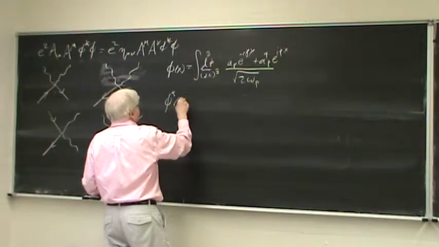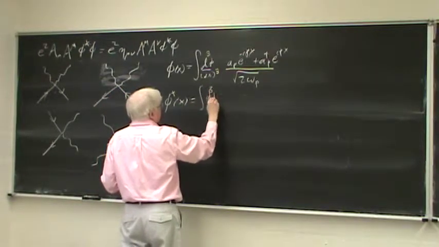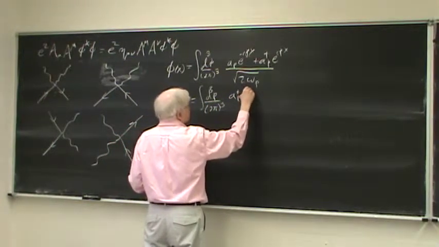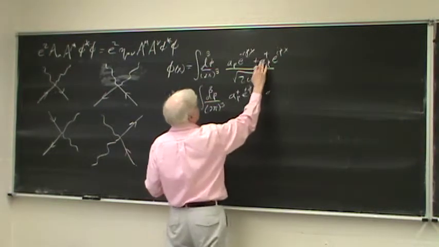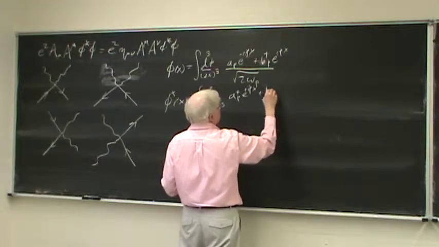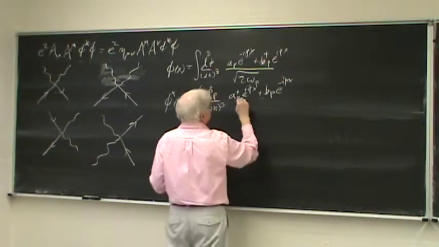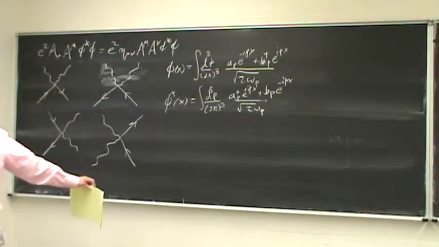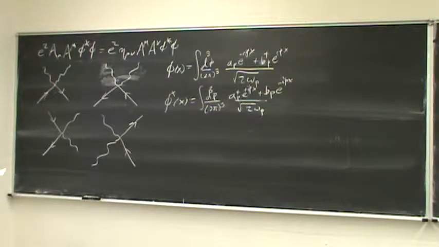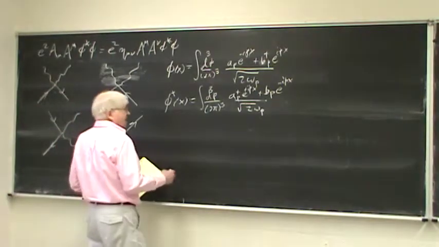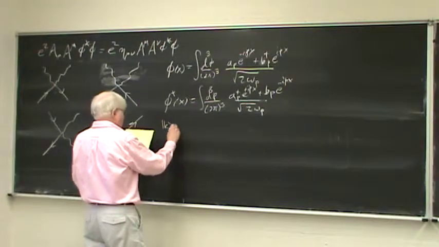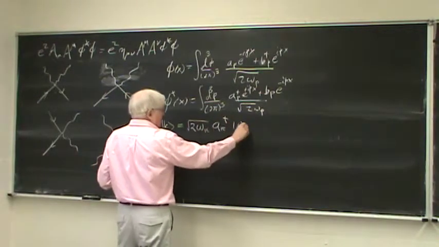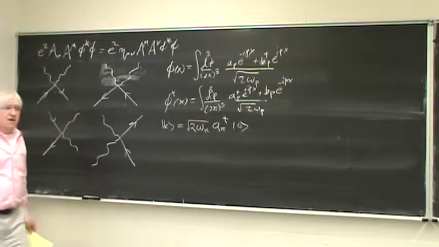Consequently, φ* is almost the same thing. It's the adjoint, so it's a†_p e^{+ipx} plus, whoops, this is a b, plus b_p e^{-ipx}, over the square root of 2ω_p. Okay, so this is the field and its adjoint. Is there a question? No. Now, an initial selectron state would be k, and in Schwarz's normalization, this is √(2ω_k) a†_k on the vacuum of the free theory.